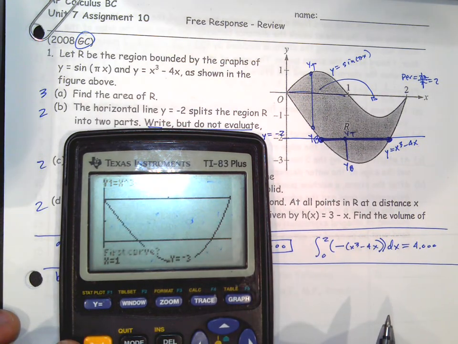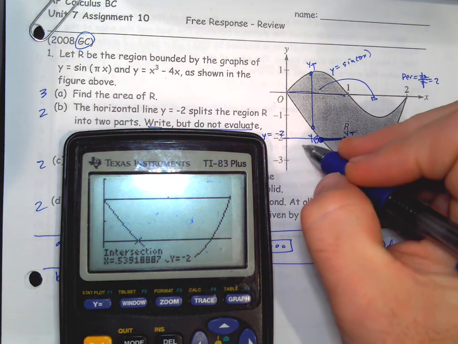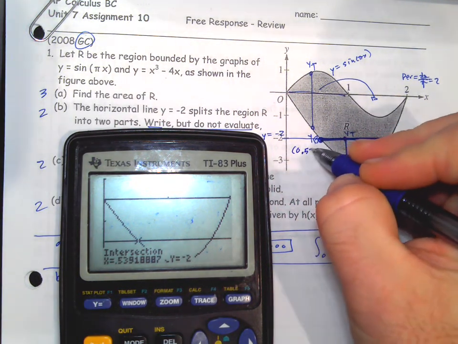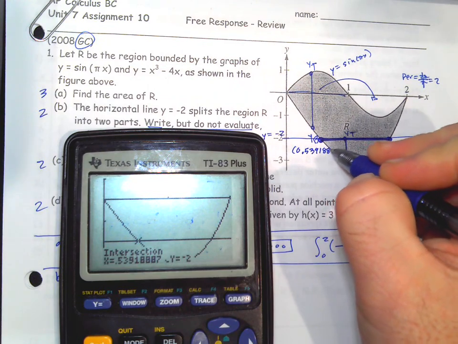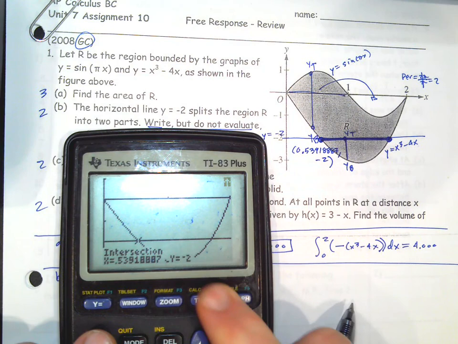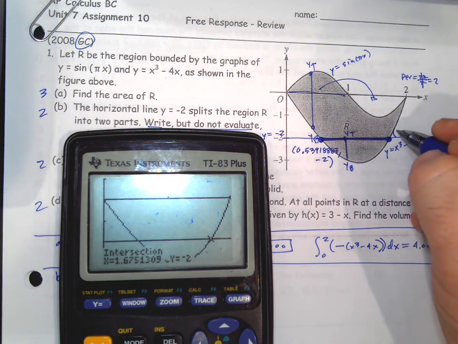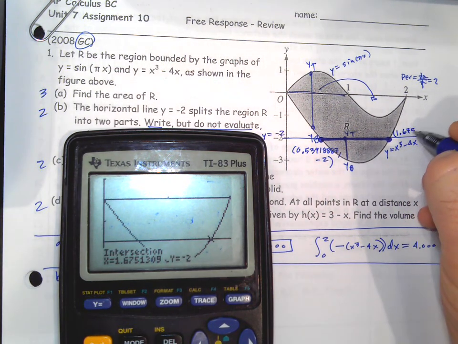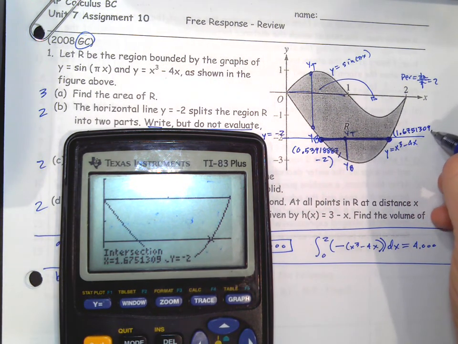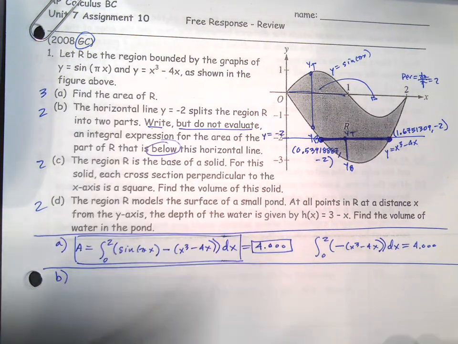Second calc, intersect, first curve, second curve. I'm going to guess like 0.5 for the first one. And it is 0.5391887, comma, negative 2. Second calc, intersect, first curve, second curve. 1.7 is my guess. 1.6751309. We need to write more than 3 decimal places, several more in the middle of our work.